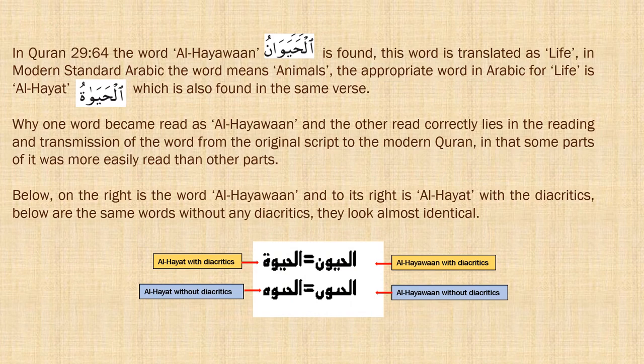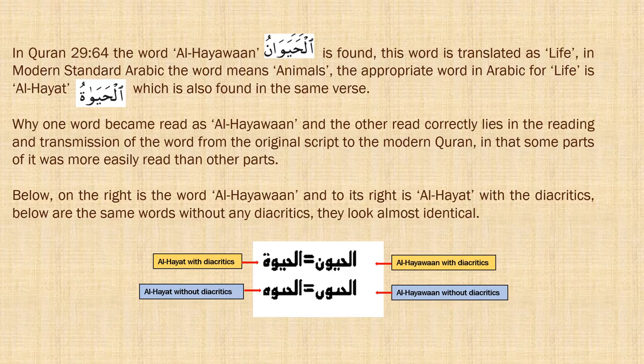In Quran 29:64, the word al-hayawan is found. This word is translated as life. However, within modern standard Arabic, this word means animals, so named as they were created beings that were given life by Allah. However, the appropriate word in Arabic for life is al-haya or al-hayat, used in the Quran and also found in the same verse.